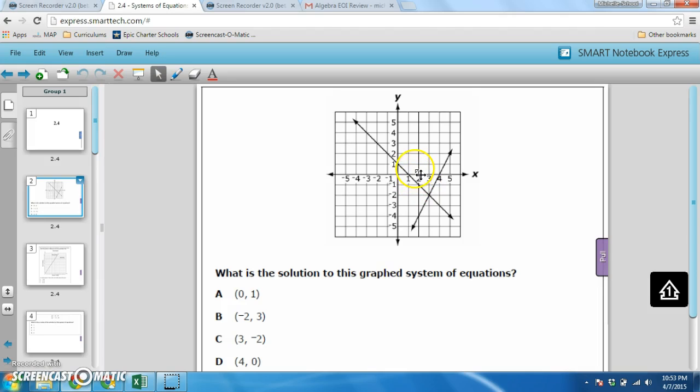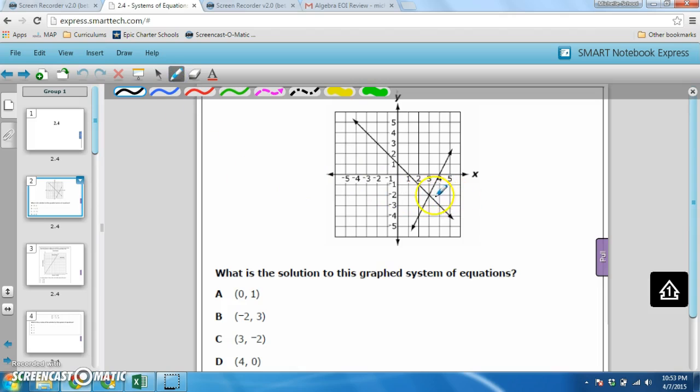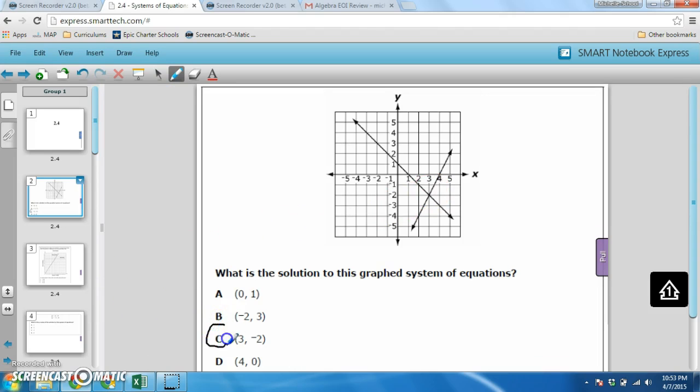So this one says, what is the solution to the graph system of equations? And so the solution is just where they intersect. So this is 3, -2. So your answer is C.